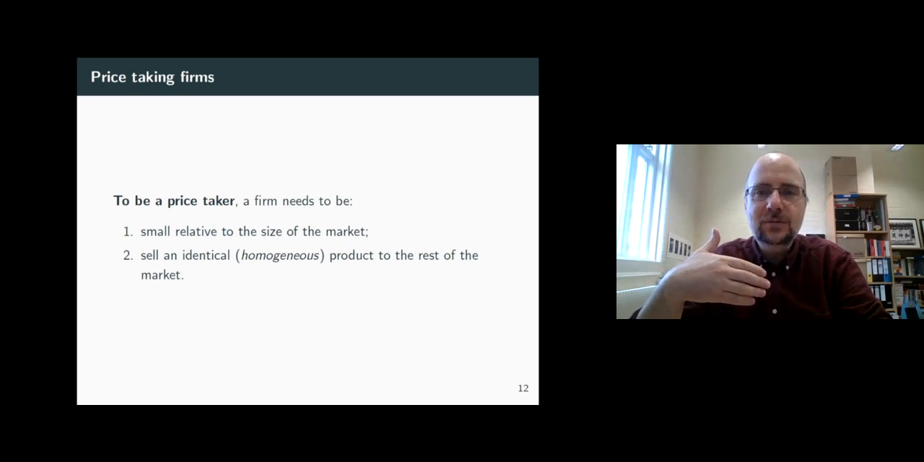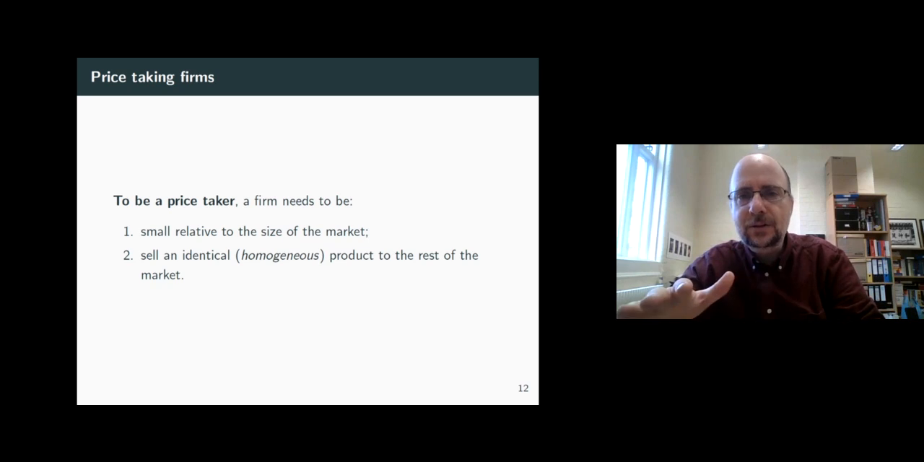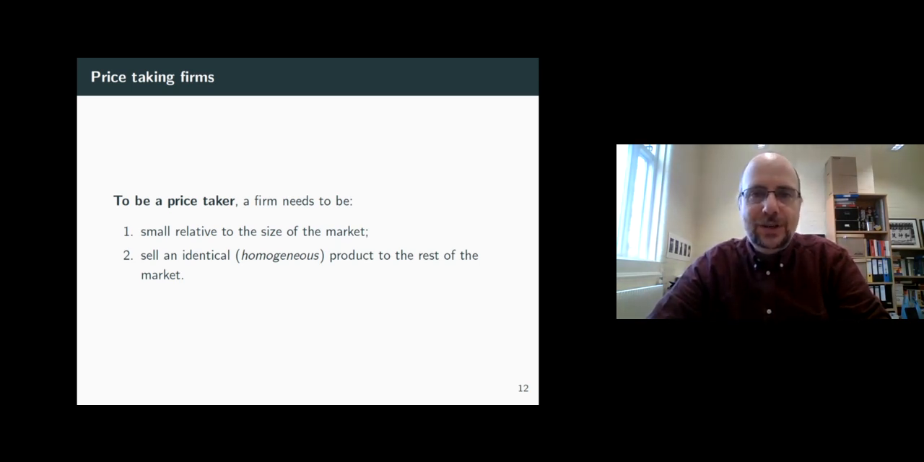This means that even if you double or triple or quadruple your output, the impact on the market price will be negligible. But if that's the case, you can sell any amount of the product you want at a price which has been predetermined for you and has been given by the market. In other words, you turn into a price taker. However, it's not enough to just be small. You also need to sell an identical product to the ones your competitors are selling. Homogeneity of the product is an important prerequisite for a firm to be a price taker.